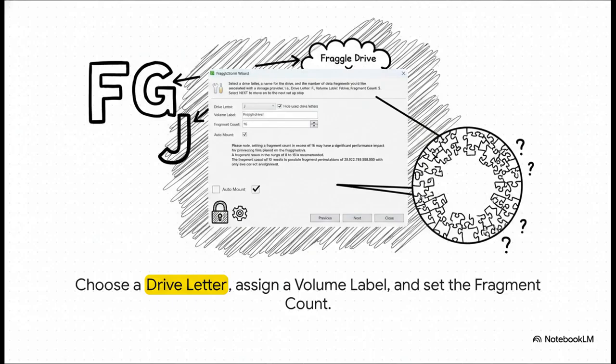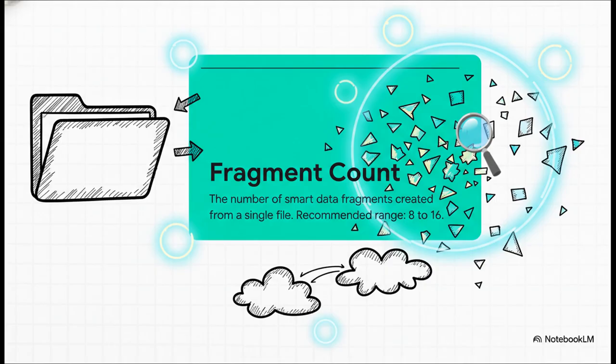But the most important setting on this screen, by far, is the fragment count. This setting, this is the absolute heart of Fragglestorm's security. It's the number of pieces every single one of your files gets broken into. So a fragment count of 16 means one file becomes 16 encrypted fragments scattered everywhere. The math here is incredible. This creates over 20 trillion possible ways to reassemble that file. So yeah, it's pretty secure. Sticking in that 8 to 16 range gives you that amazing security without taking a major hit on performance.